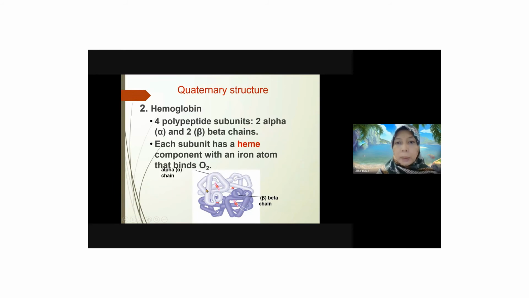Each polypeptide consists of a heme component with an iron atom. So oxygen will bind to the iron atom. There are going to be 4 molecules of oxygen attached to the iron atoms. And when oxygen binds to the iron atom in hemoglobin, it will produce oxyhemoglobin. So there's a loading of oxygen here.